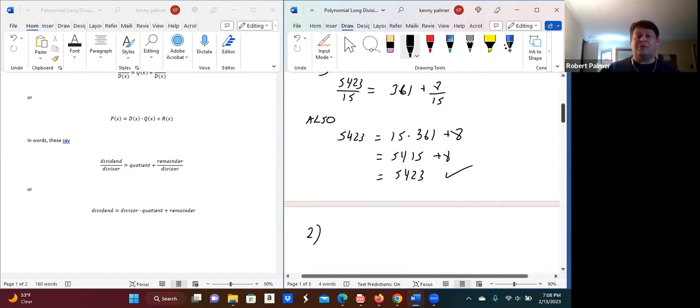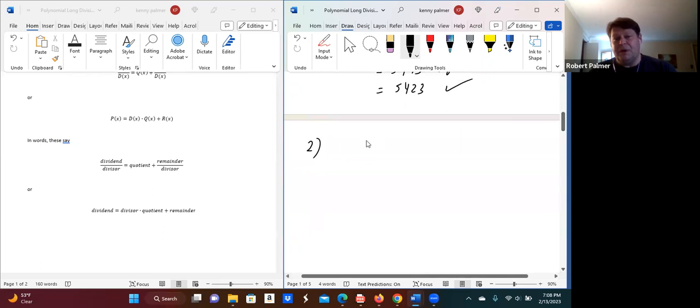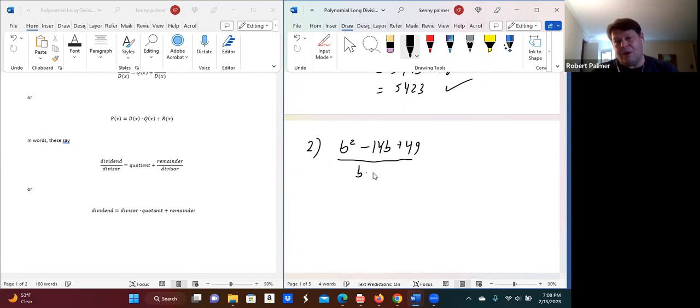So that's an example of numbers. As we'll see, an example with polynomials works very similarly. So let's take a look at our first one of those. So let's say I want to divide this, b squared minus 14b plus 49. I want to divide that by b minus 7.